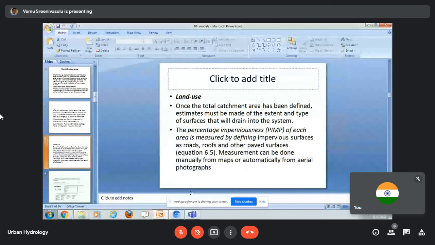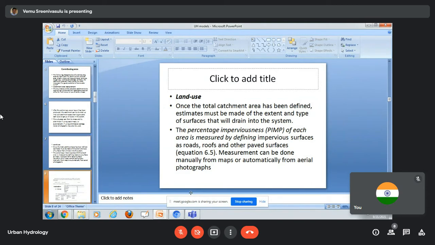You have to prepare a thematic layer, either by supervised classification or unsupervised classification, using any image processing software like ERDAS or ILWIS, whatever it may be. And the percentage imperviousness of each area is measured by defining impervious surfaces of roads, roofs, and other paved surfaces. Measurements can be done manually from maps or automatically from aerial photographs.